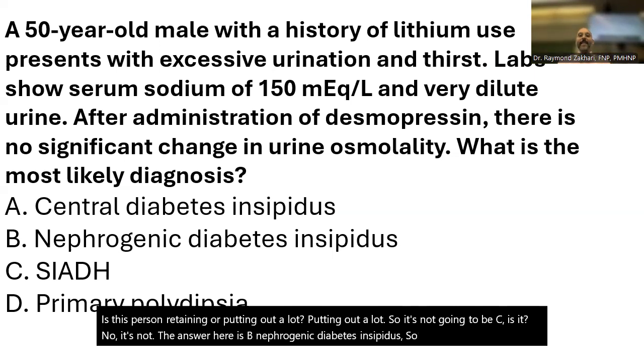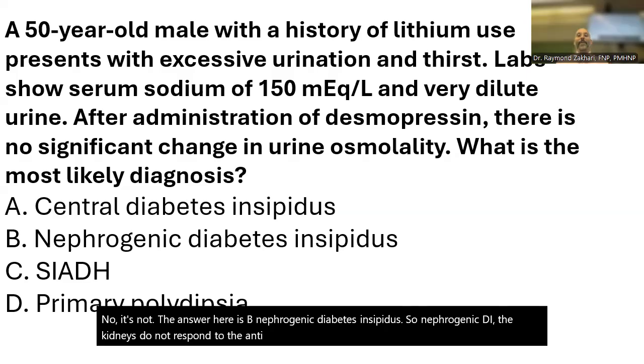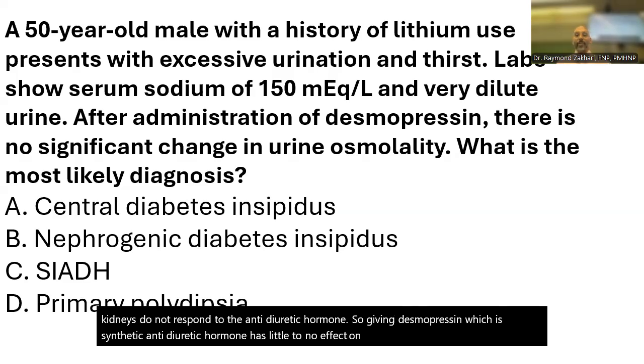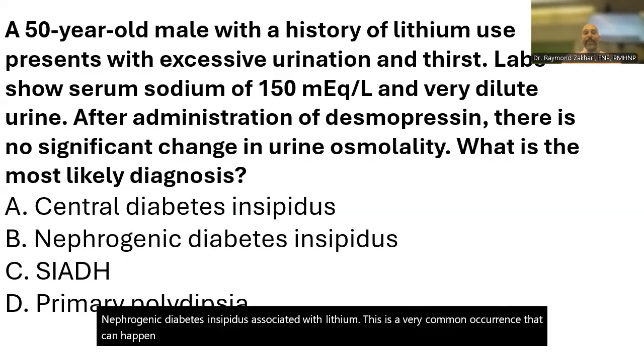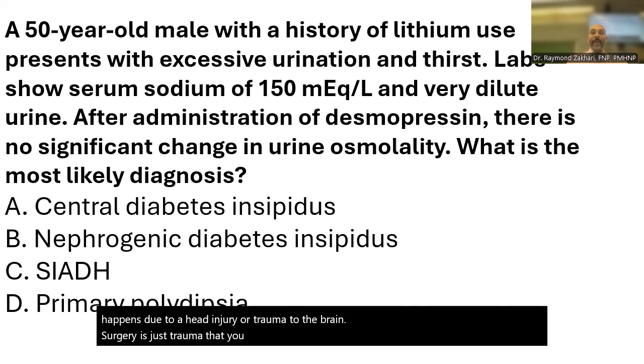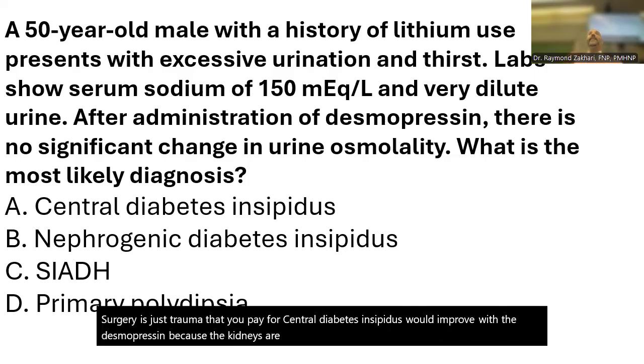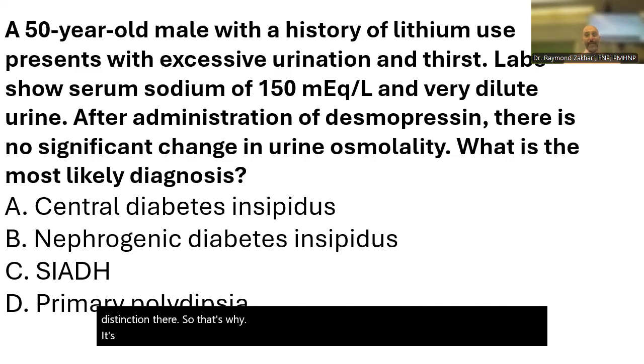So nephrogenic DI, the kidneys do not respond to the antidiuretic hormone. So giving desmopressin, which is synthetic antidiuretic hormone, has little to no effect on the urine concentration. So this is the classic nephrogenic diabetes insipidus associated with lithium. This is a very common occurrence that can happen. If you're talking about central diabetes insipidus, that's typically something that happens due to a head injury or trauma to the brain. Surgery is just trauma that you pay for. Central diabetes insipidus would improve with the desmopressin because the kidneys are not insensate. It's the brain that's not producing it. That's the distinction there. So that's why it's not central diabetes insipidus.